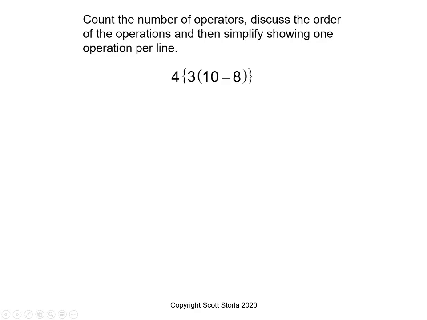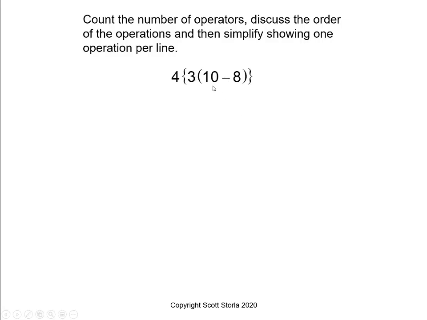For this problem, I have 3 operators. I have a multiplication right here, because if you have a number and then a grouping symbol, there's a multiplication there, even though you don't see a multiplication symbol. So there's a multiplication here. There's also a multiplication right here, and then there's a subtraction.